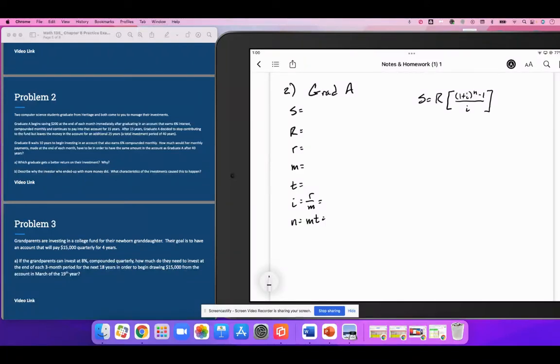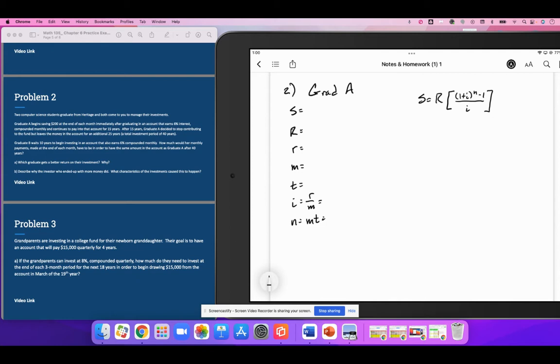So we've got two computer science students graduate from Heritage and both come to you to manage their investments. Graduate A begins saving $200 at the end of each month immediately after graduating in an account that earns 6% interest, compounded monthly, and continues to pay into that account for 15 years. After 15 years, Graduate A decides to stop contributing to the fund, but leaves the money in the account for an additional 25 years.